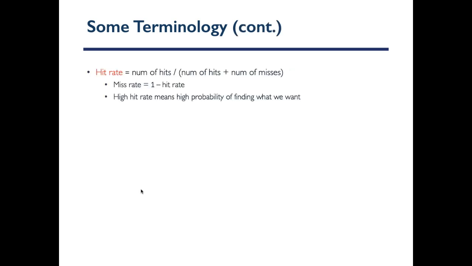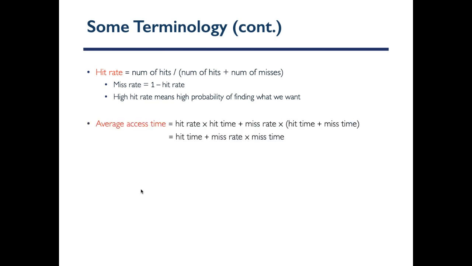We also have hit rate. This is basically the ratio of the number of hits you get divided by all your references. So all your references either hit or miss. So the number of them is the number of hits plus the number of misses, and then the hit rate is number of hits divided by the total number of accesses you have. And then miss rate is basically 1 minus hit rate.